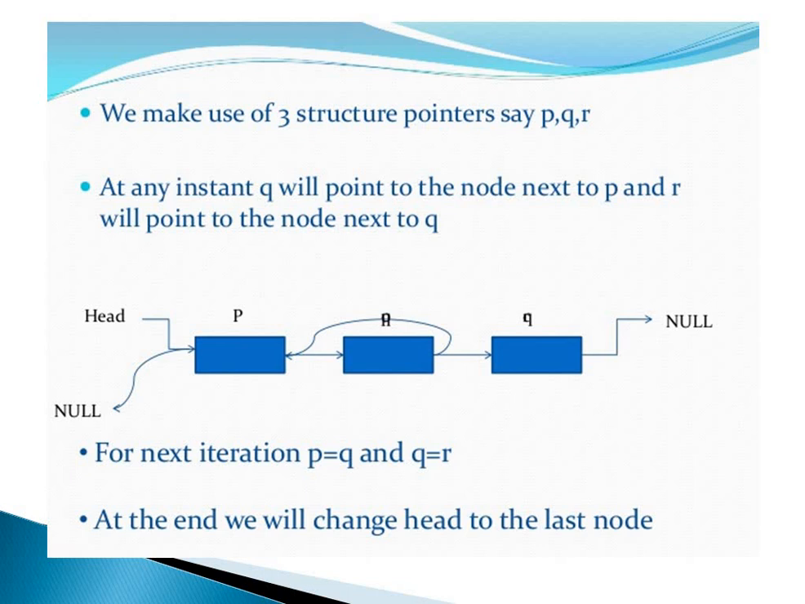So this is the procedure for reversal. As I have told you, there are three pointers P, Q and R. At any instant, Q will point to the next node, and P and R will point to the node next to the P. So here P will point to this node. Again in the next step, it will be swapped with the new node. Then at the end it will be reversed properly.